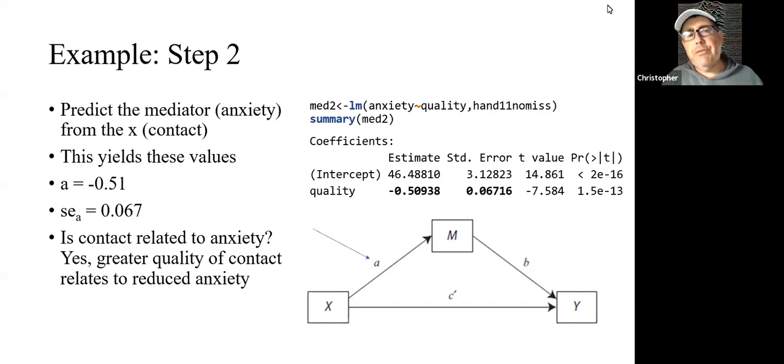So big question here. We also want to verify, yes, this is a significant relationship. Is contact related to anxiety? Yeah. Greater quality of contact leads to reduced anxiety. We know that because we have a negative coefficient here. So again, two of the values that we're going to use for future calculations. We've also established that the criteria for step 2 is true.